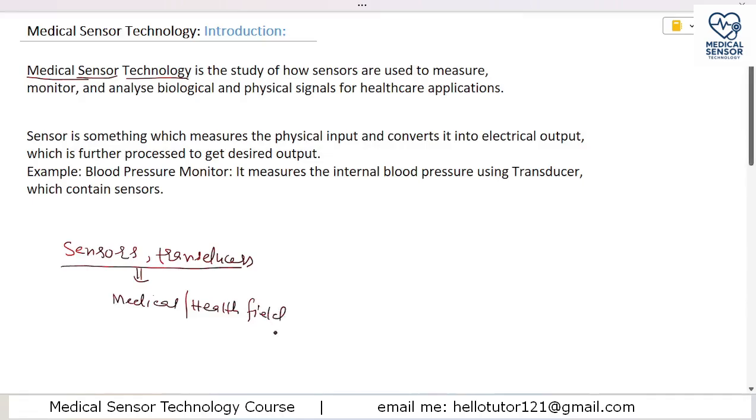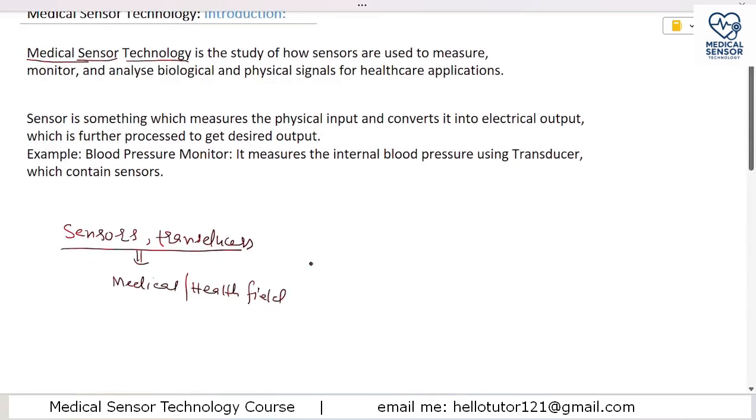Now, the first question is, what is a sensor, or what is a transducer? A sensor is something which measures a physical input and converts it into an electrical output, which is further processed to get the desired output. For example, let me talk about the microphone first.